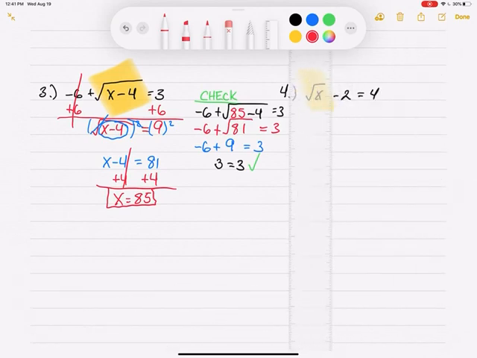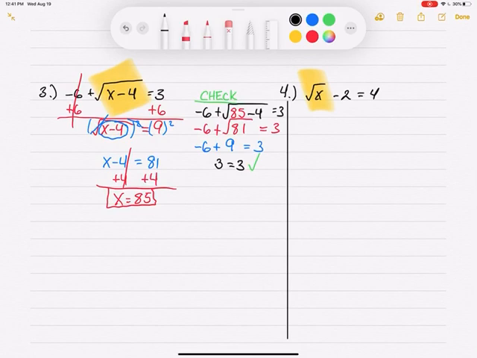Okay, really quick, I just want to separate this. Okay. So I have the square root of x minus 2 equals 4. Again, I need to get the square root by itself, so I do that by adding 2 to both sides. I have the square root of x is equal to 6, and to get rid of the square root, I square both sides. I keep what's in the middle, and x equals 6 squared. 6 squared is 36.